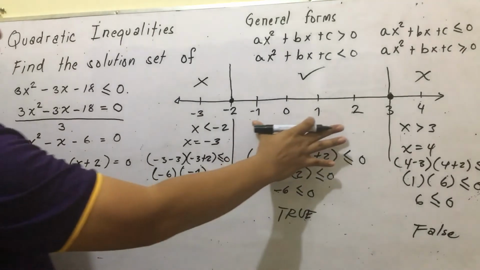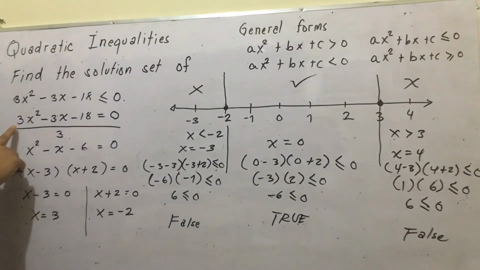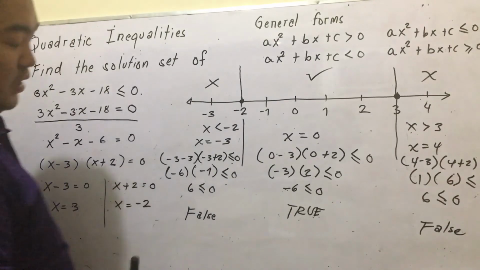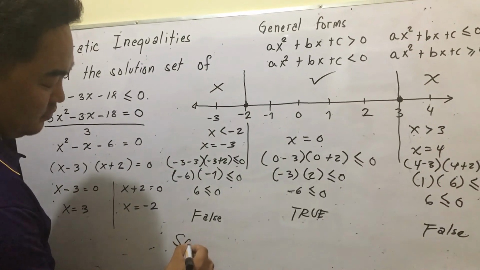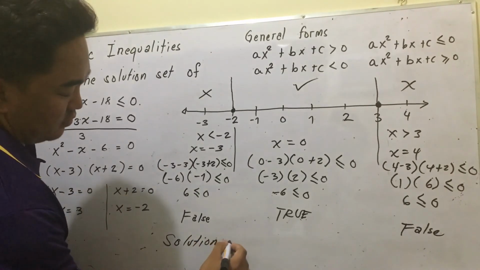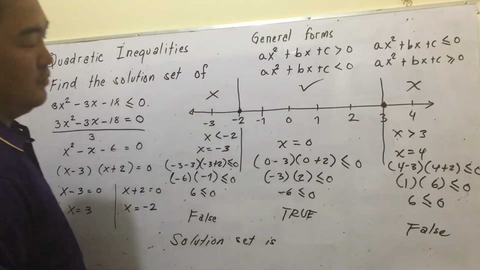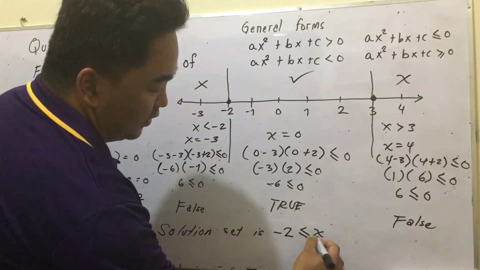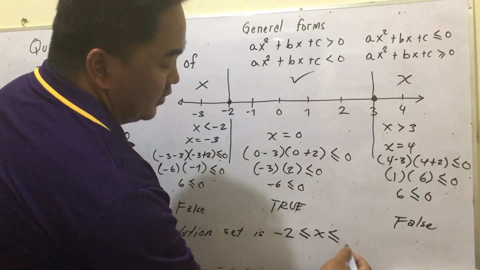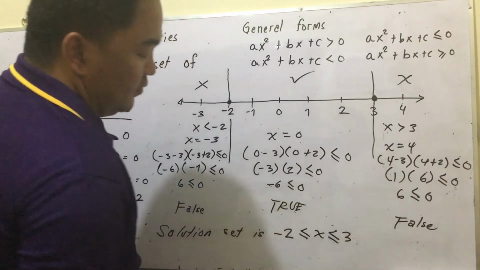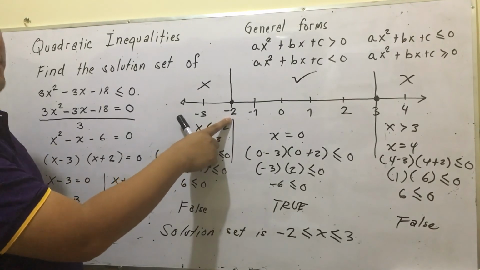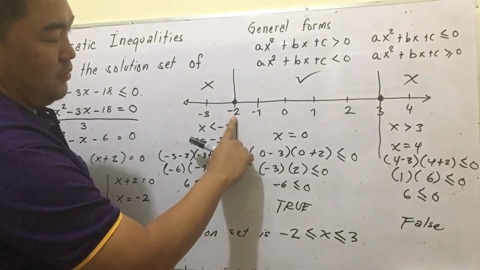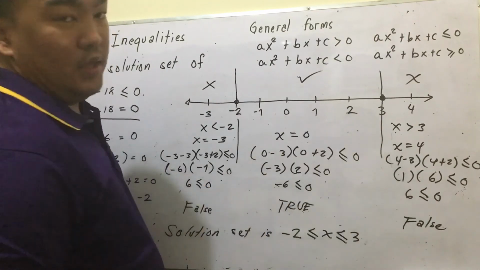Therefore, the range of values that satisfy 3x squared minus 3x minus 18 less than or equal to 0 is from negative 2 to 3. Therefore, the solution set is negative 2 less than or equal to x less than or equal to 3. It means negative 2 is included. We use the solid circle because this is less than or equal. It means the values negative 2, negative 1, 0, 1, 2, and 3.